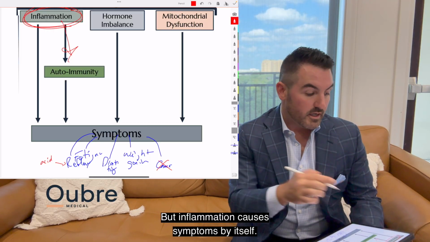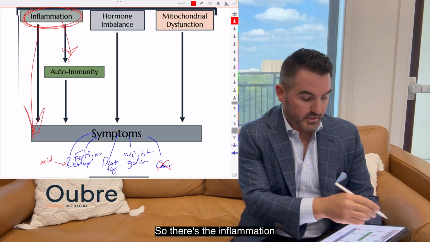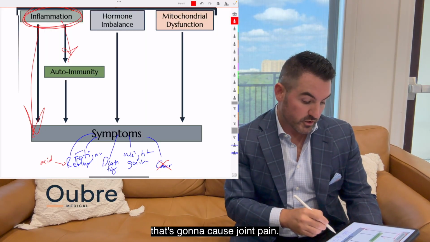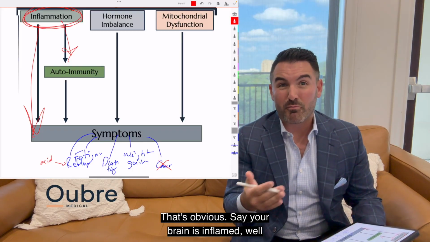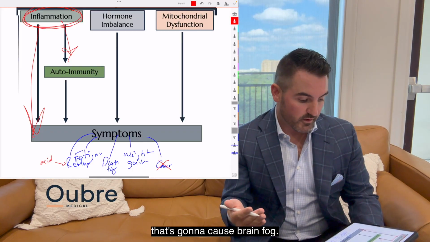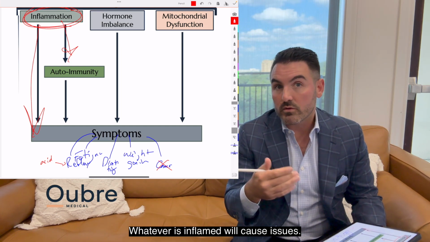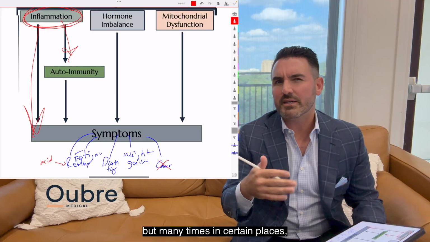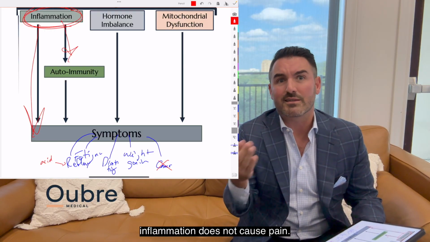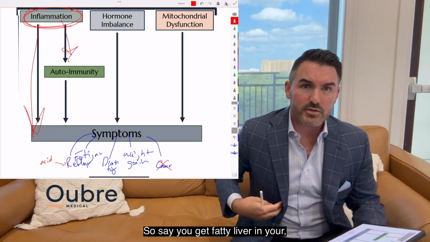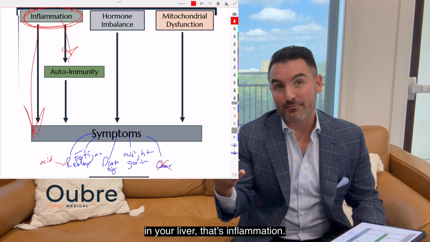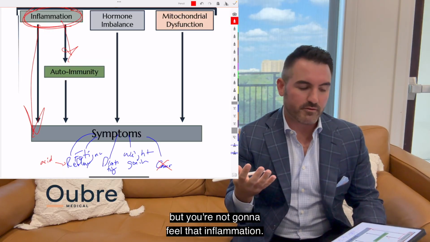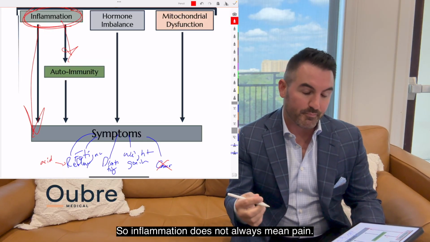But inflammation causes symptoms by itself. So there's the inflammation arrow connecting to the symptoms. Say your joint is inflamed. Well, of course, that's going to cause joint pain. That's obvious. Say your brain is inflamed. Well, that's going to cause brain fog. Whatever is inflamed will cause issues, basically. If your muscle's inflamed, it's going to hurt. So commonly inflammation is pain, but many times, in certain places, inflammation does not cause pain. Say you have fatty liver, that's inflammation. You're probably not going to feel that. Your doctor may see it on labs or on ultrasound, but you're not going to feel that inflammation. So inflammation does not always mean pain.